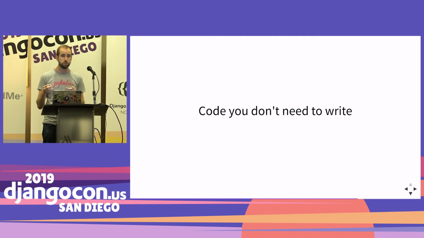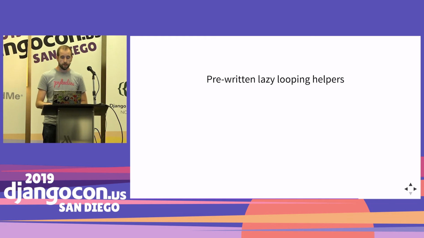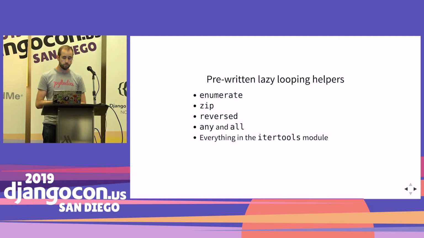Now, I do want to make an important note. While you are writing generator functions, keep in mind that the best code is code that you don't even need to write. Python has a bunch of iterator-returning functions built into it, a bunch of lazy looping helpers. An example is the enumerate function, which is what that denumerate thing was based on. It's built into Python. There's also zip and reversed and any and all, and a whole module in the standard library called itertools. It's really just full of lazy looping helpers. I'm not going to explain what these do, but you can look them up on your own.